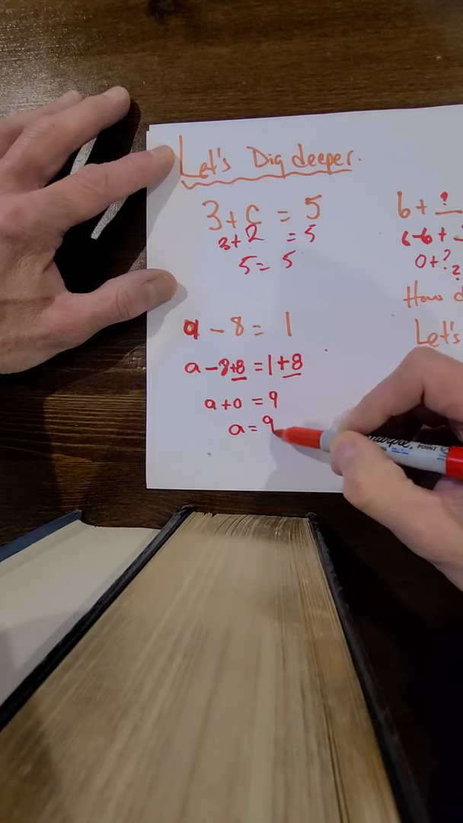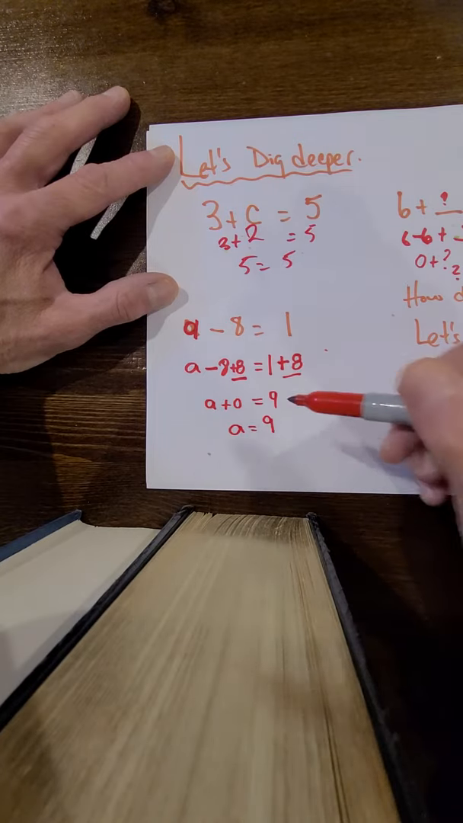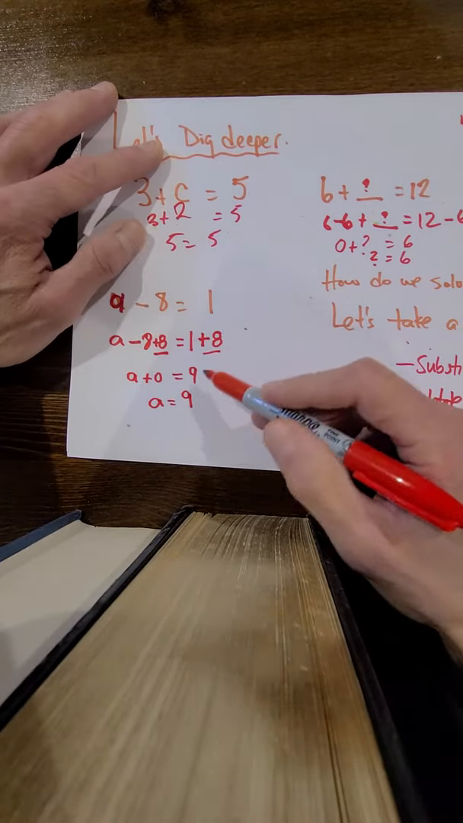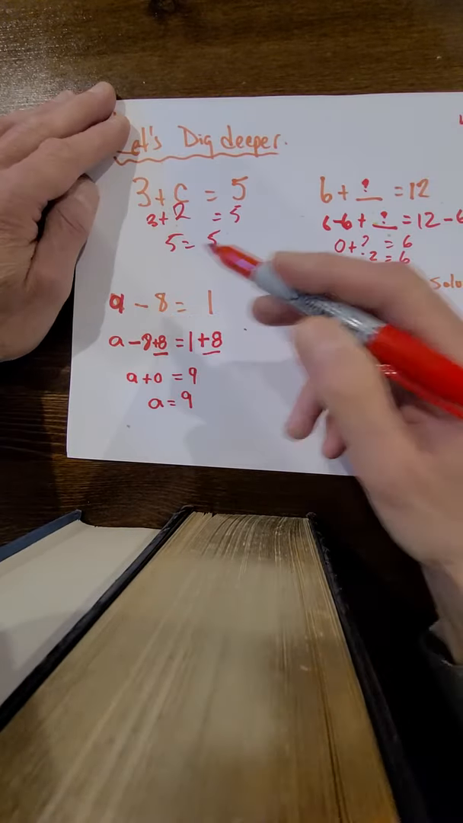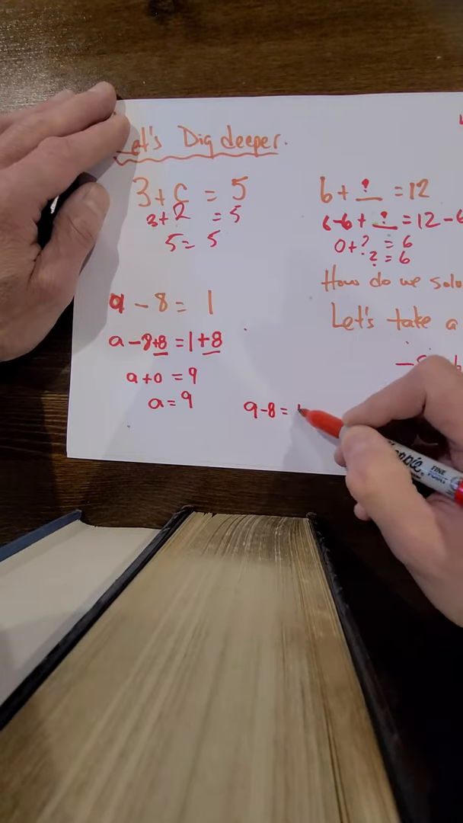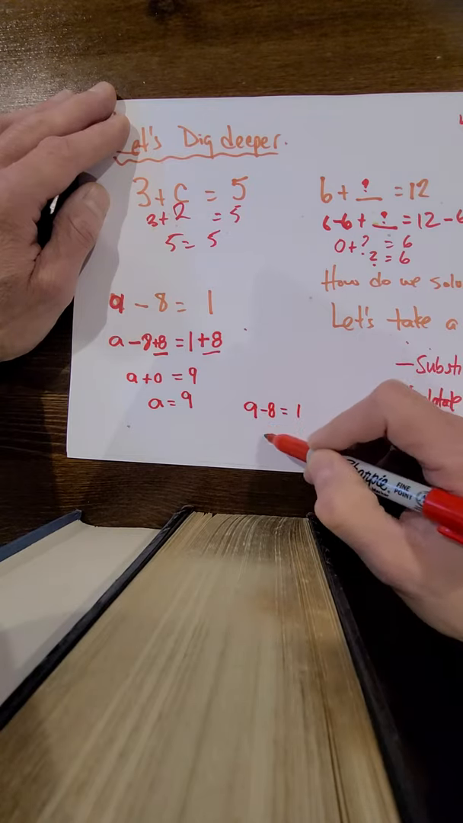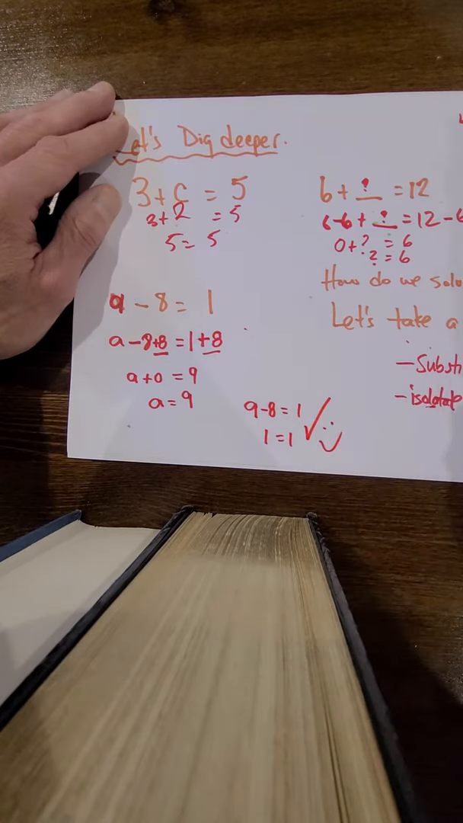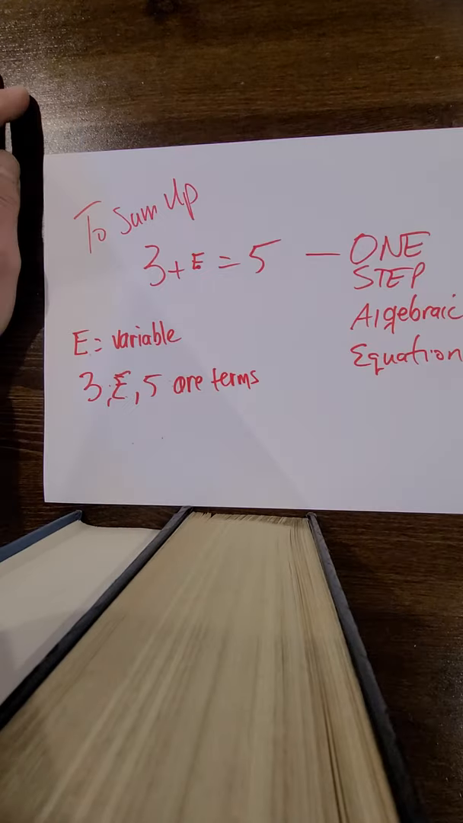A equals 9. How do I know I'm right, Mr. D? Good question. I take that 9, put it back into my equation. 9 minus 8 equals 1. This is 9 subtract 8 is 1 equals 1. Boom. Happy face. That's correct.